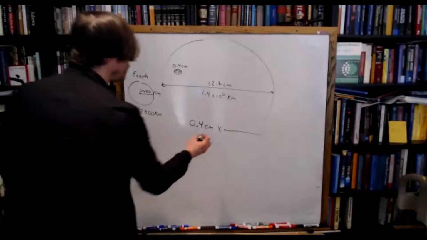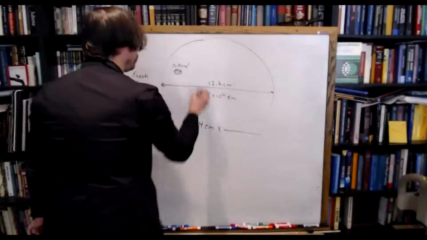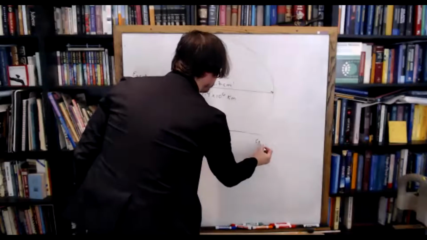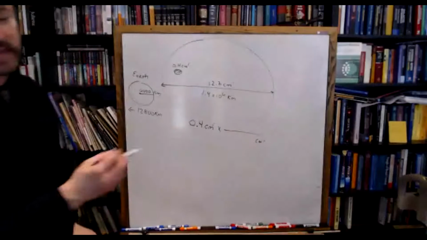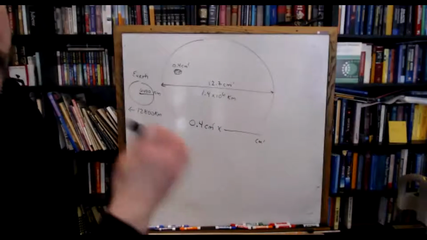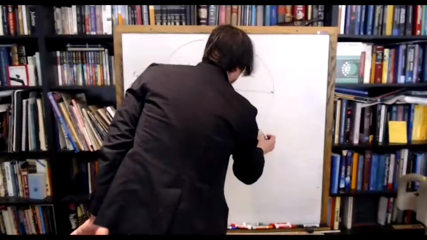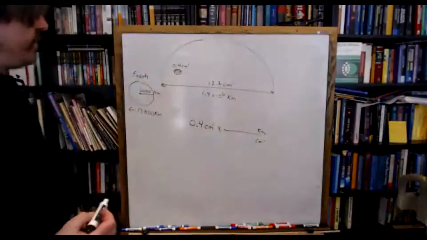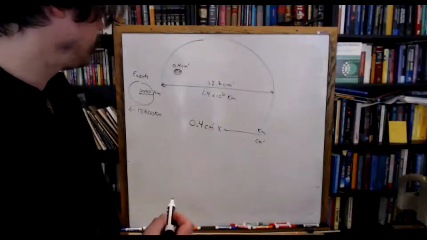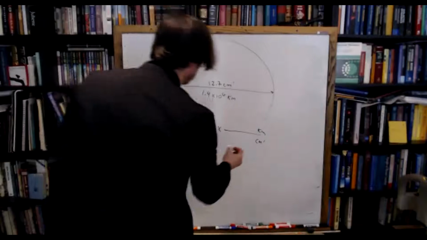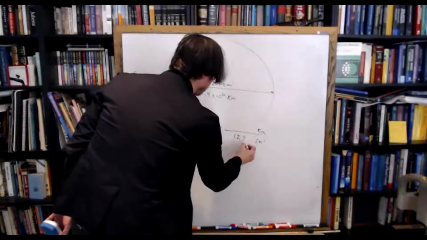Centimeters on the bottom. Let's call them fake centimeters. I just don't want to confuse them with real centimeters. So I'll put centimeters prime on the bottom. That's my scale model, my model on the screen. And, as you said, kilometers on top. Okay. So what's my conversion factor? It would be 12.7 centimeters on the bottom and then 1.4 times 10 to the 6th kilometers on top.